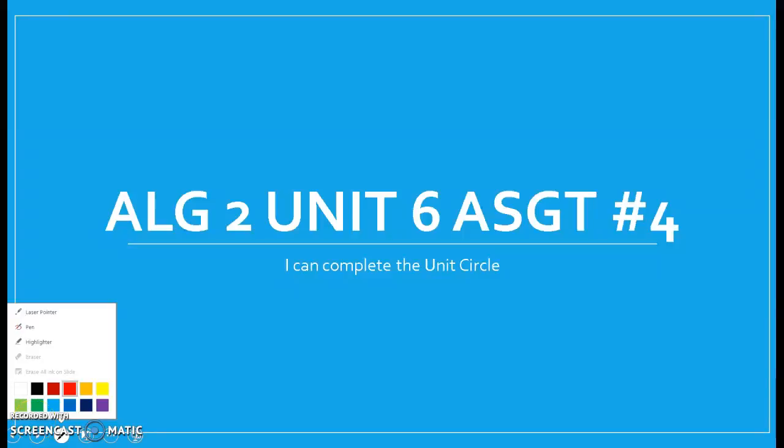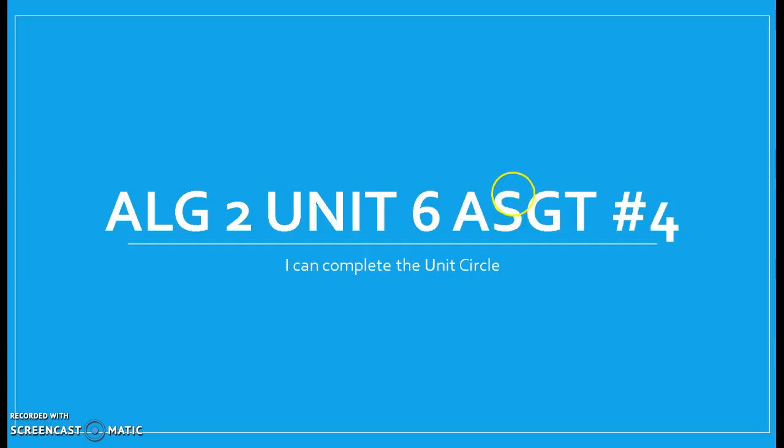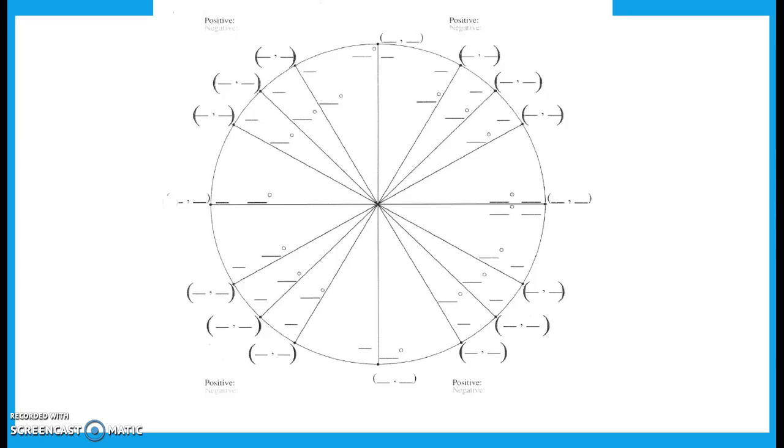So this is the second video for assignment number 4. We've already looked at the unit circle and we found all of the degree measures and the radian measures, and now we want to find both the vertical and the horizontal components within each of these angle measures. Let's start by finding all of these distances going around the circle.